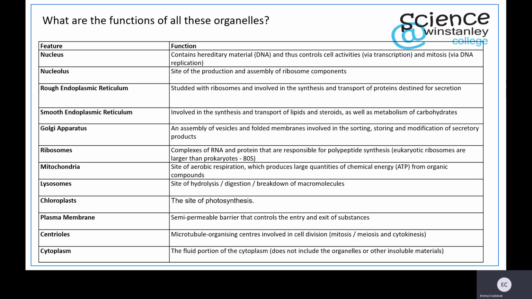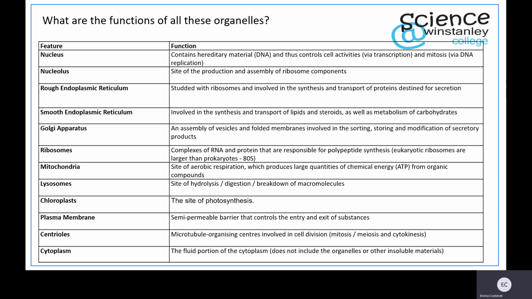You have smooth endoplasmic reticulum, which is involved in the synthesis and transport of lipids and steroids, as well as metabolism of carbohydrates. So, for example, metabolism of starch into maltose into glucose. The Golgi apparatus is an assembly of vesicles and folded membranes involved in the sorting, storing, and modification of secretory products. So secretory products are things that we are trying to release from the cell, for example, proteins.